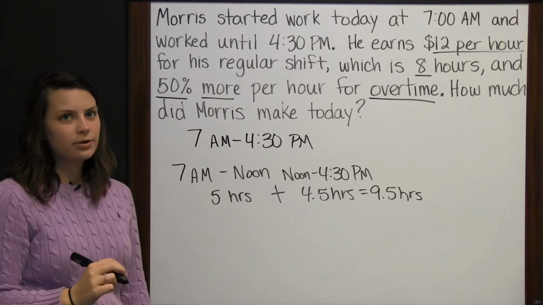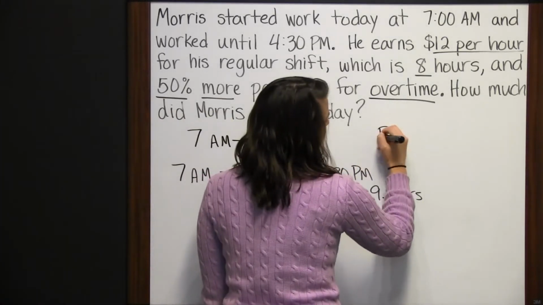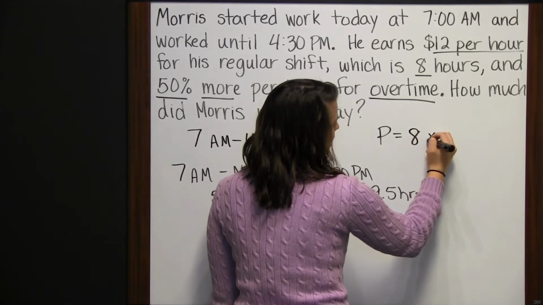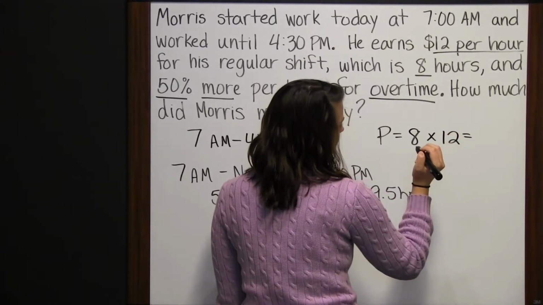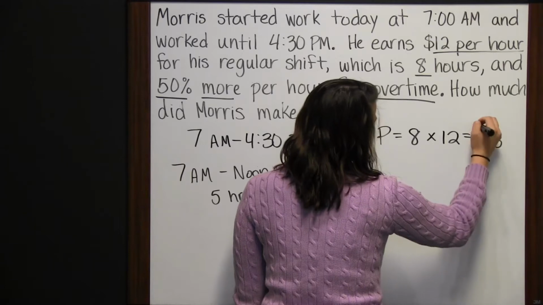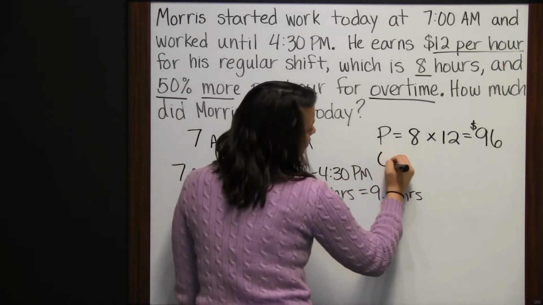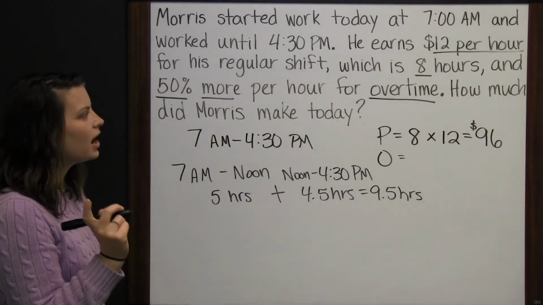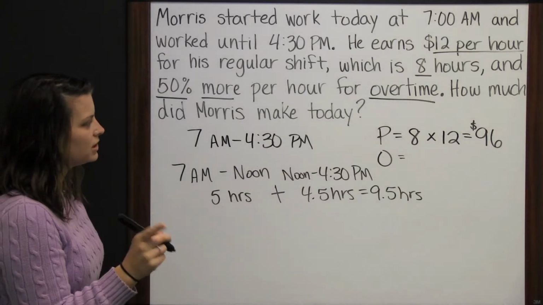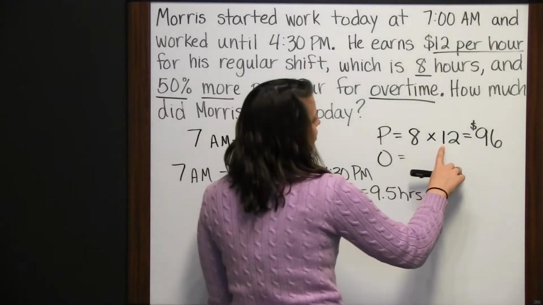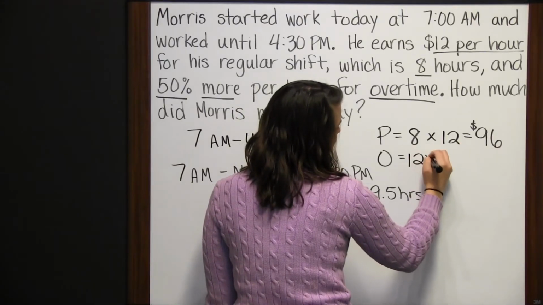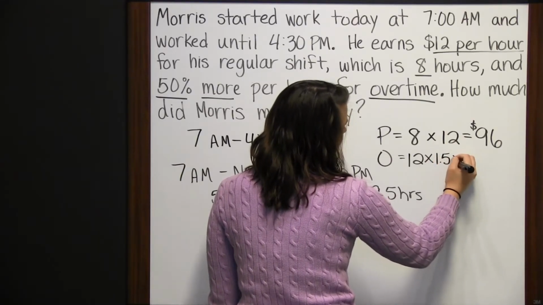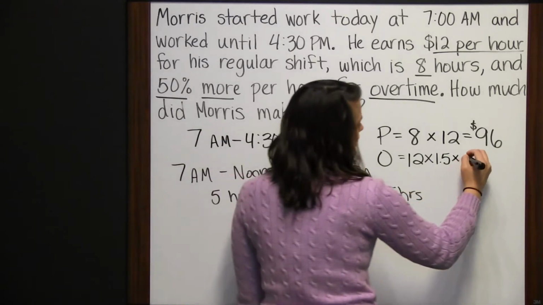So his regular pay would be 8 hours times $12 an hour, which is $96. But then for overtime, he makes 1.5 times as much as he made for his regular shift. So 12 times 50% more, which would be 1.5, times he worked that for 1.5 hours.